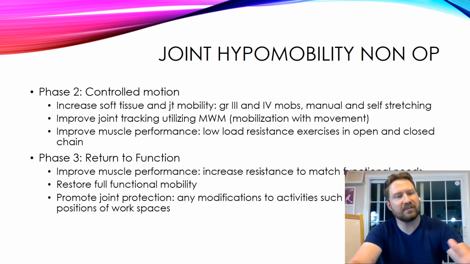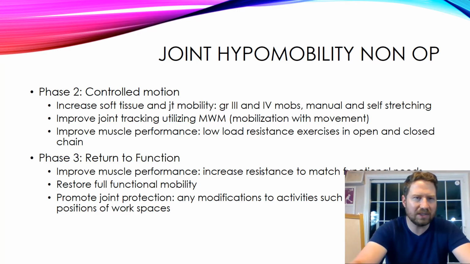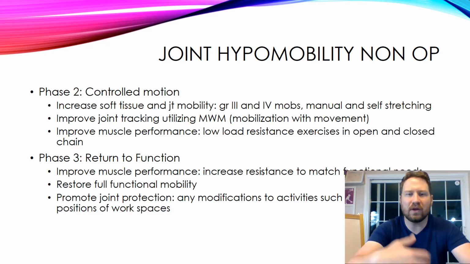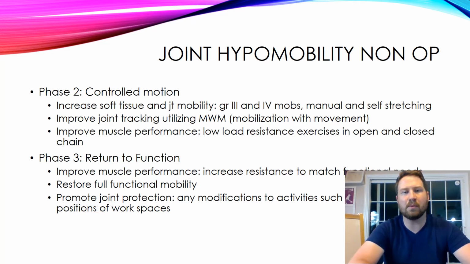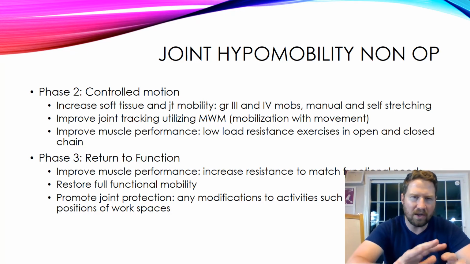Okay. Then we move into phase 2. Phase 2 is called the controlled motion, and this is where we increase soft tissue and joint mobility with grade 3 and 4 mobilizations. We can do manual and more aggressive self-stretching, and then improve joint tracking utilizing mobilization with movement. We don't really go into that too much.